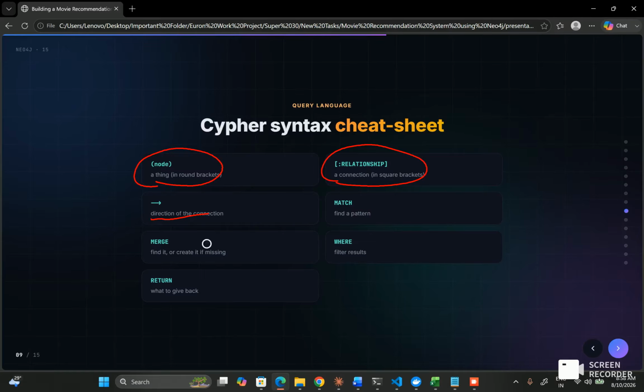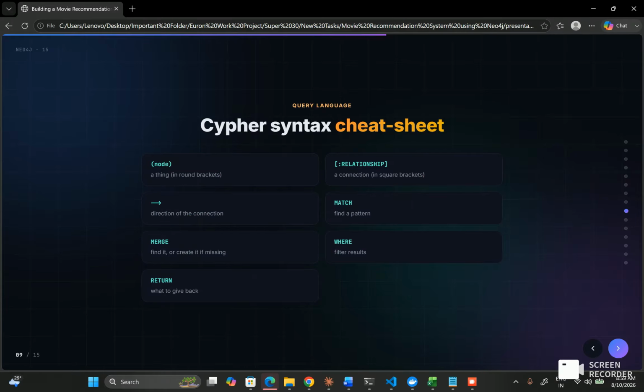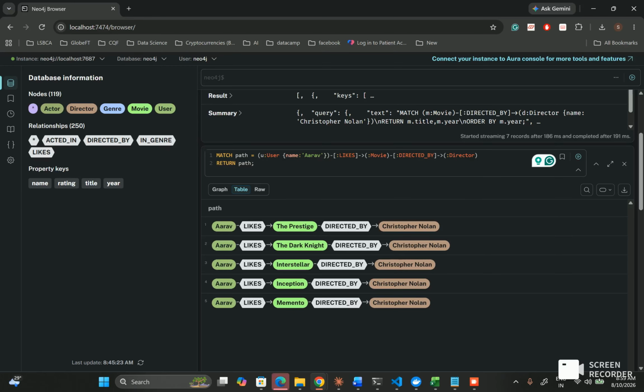Merge is something like if I am trying to find a name. If it is available, it will show me. If it is missing, it will create it. Match is like a select statement. Find a pattern. Return what it gives back, the result. And where is the same filter that we usually do in SQL. Let me show you in a different way as well.